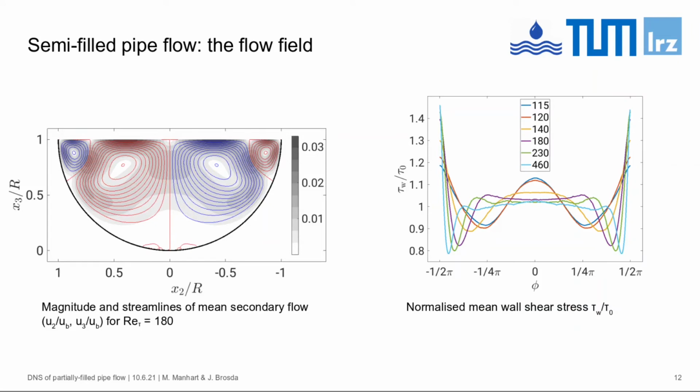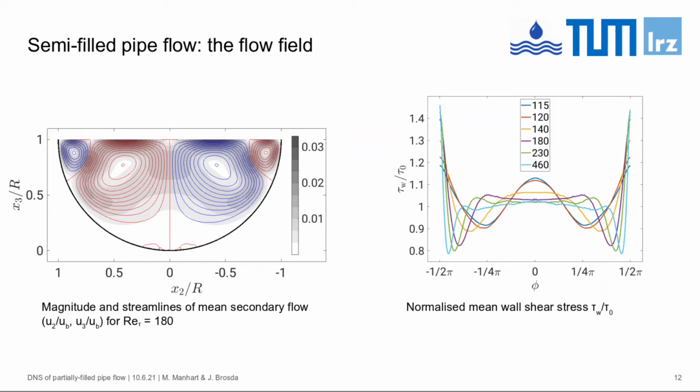We see here as well on the right hand side a plot of the wall shear stress along the perimeter of the pipe, and we see here that the maximum of the wall shear stress is in the corners, and this can be about 40% larger than the bulk wall shear stress in the center of the pipe. That also means that when comparing this flow to a full pipe flow, in the corners we have 40% larger wall shear stresses than along the wall of the pipe.